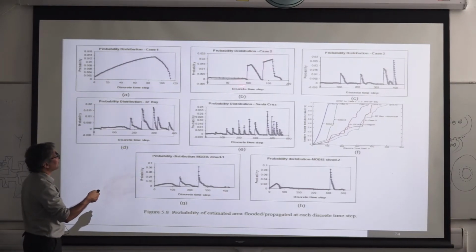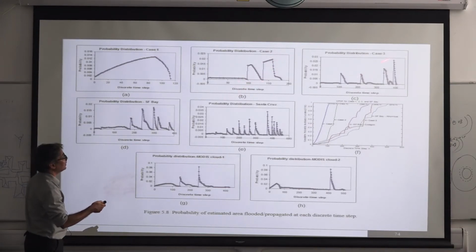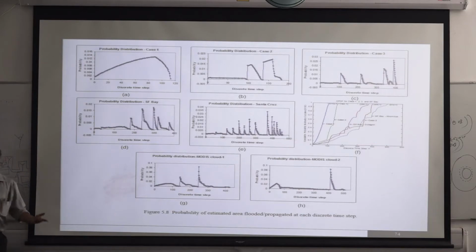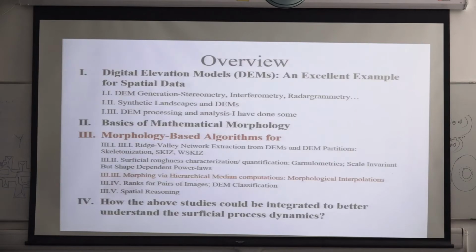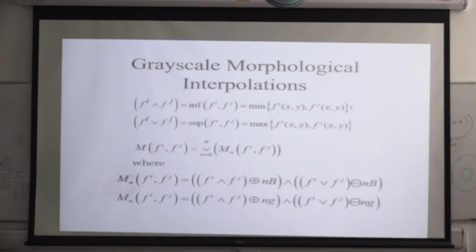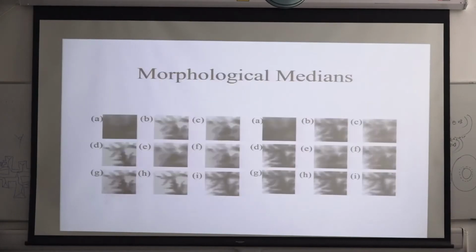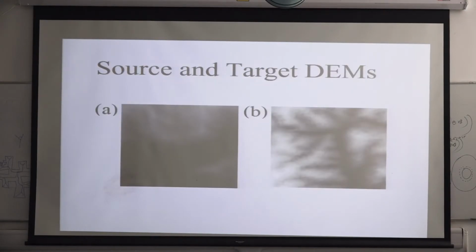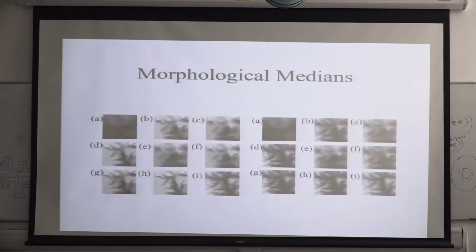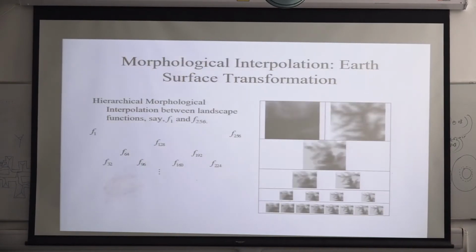So if you consider all thresholded elevation regions and then compute width functions, you see a kind of variation. We call this a kind of geodesic spectrum. And again, linking that with the process is still a challenge for me. And these are the source and target DEMs and a host of morphological medians that we could compute.